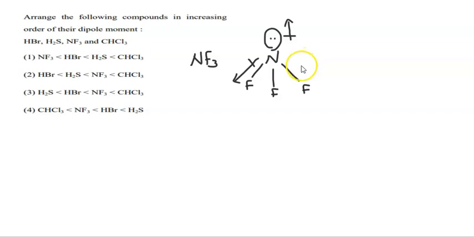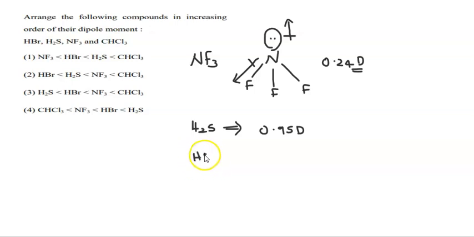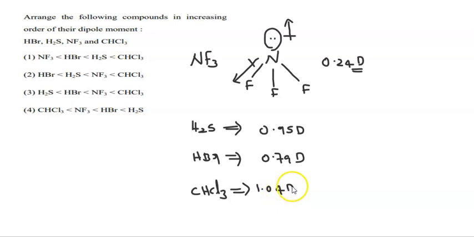From the NCERT textbook, the dipole moment of NF3 can be taken as 0.24 debye. Debye is the unit of dipole moment. If I take H2S, its dipole moment can be taken as 0.95 debye. And HBr, also a polar compound, has a dipole moment of 0.79 debye. Chloroform has a dipole moment value of 1.04 debye.